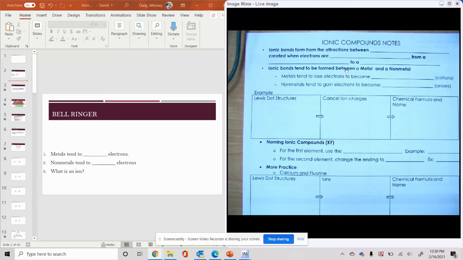All right, guys, today we're going to look at ionic compounds. And so to begin this, we'll look at our bell ringer for today. Metals tend to blank electrons, while nonmetals tend to blank electrons. And then what is an ion?